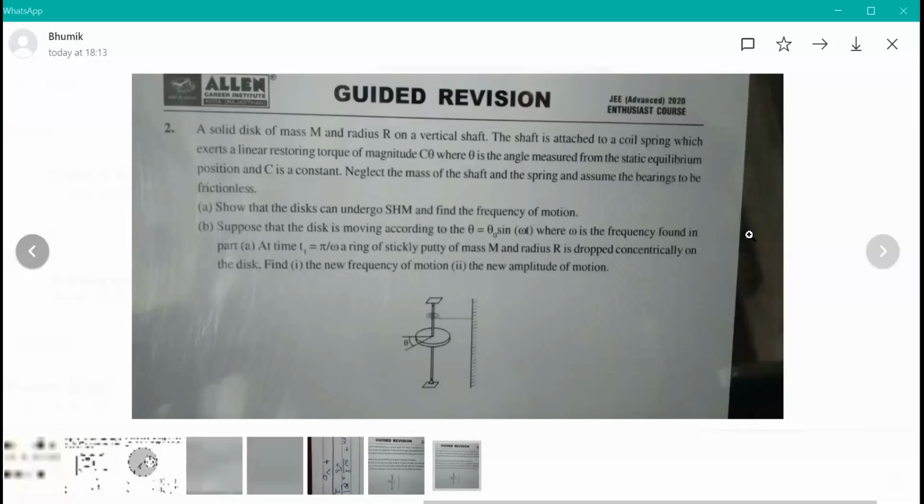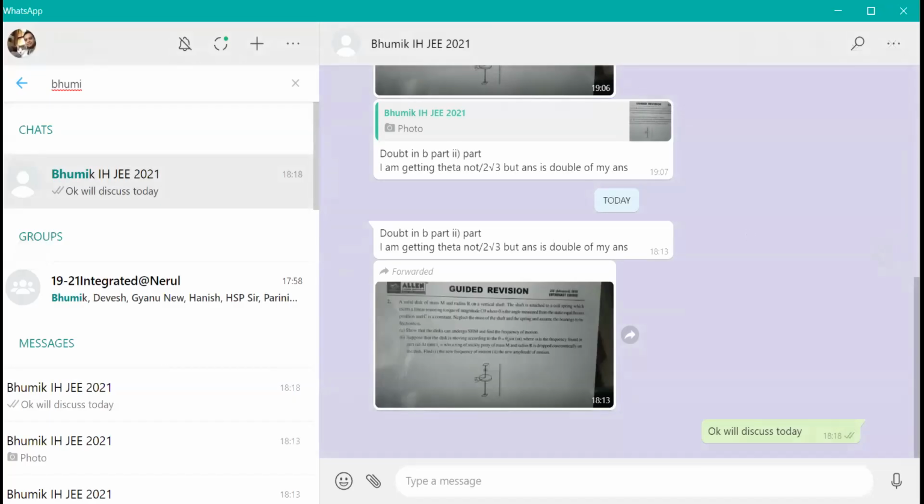So new frequency, huh? Basically this is an angular version of that question where a block is doing SHM and another block makes an inelastic collision with it. So just do the angular version of that. Angular momentum will be conserved, but the energy of oscillation will change, and the angular frequency of oscillation will also change because the moment of inertia is changing.